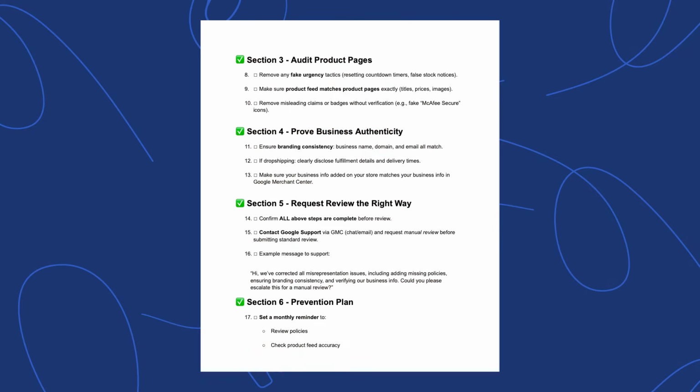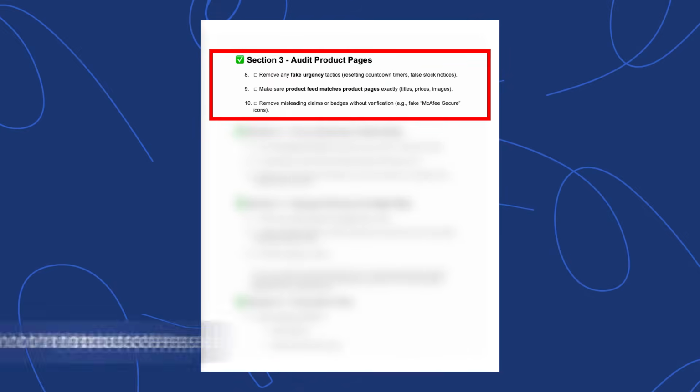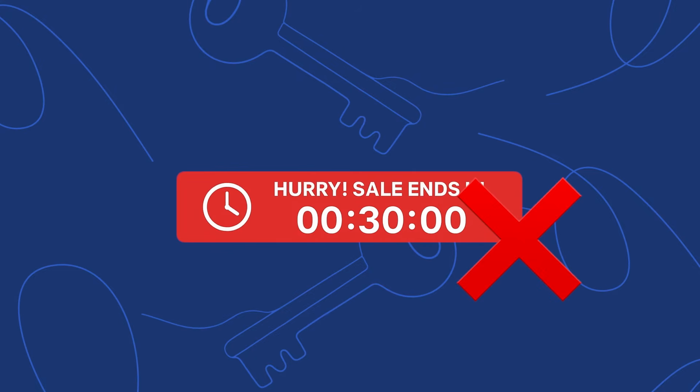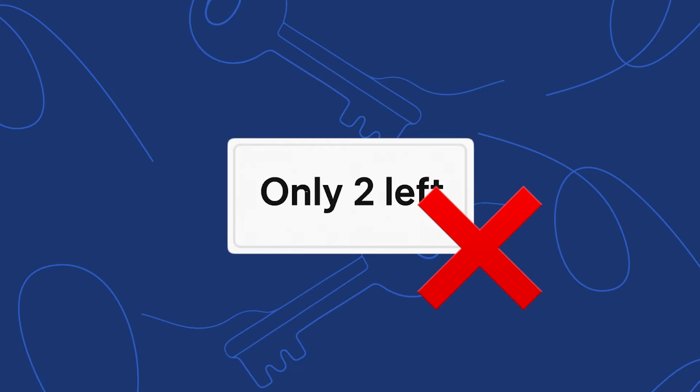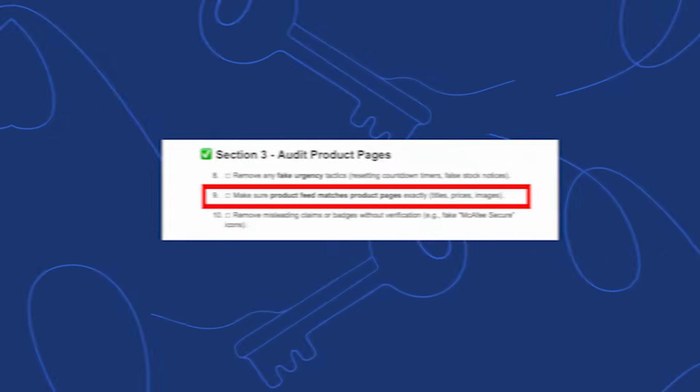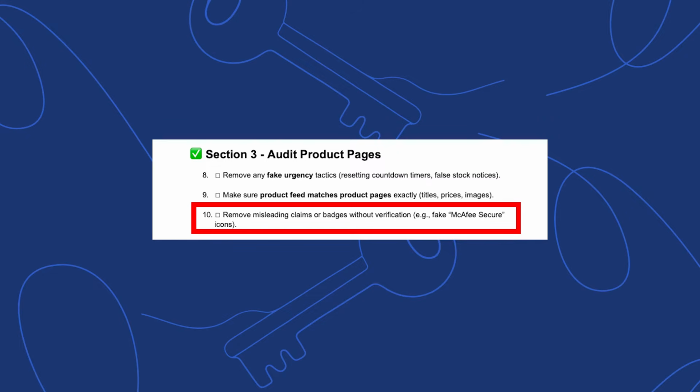Okay, now the next section of our checklist is taking a hard look at your product pages. First, remove any fake urgency tactics. No countdown timers that reset or only a few left messages that aren't true. Next, make sure your product feed in Merchant Center matches your product page exactly. Titles, prices, images, everything should line up. Also, if you're making claims like free returns, your policy has to explain how that works. Don't leave your customers guessing.